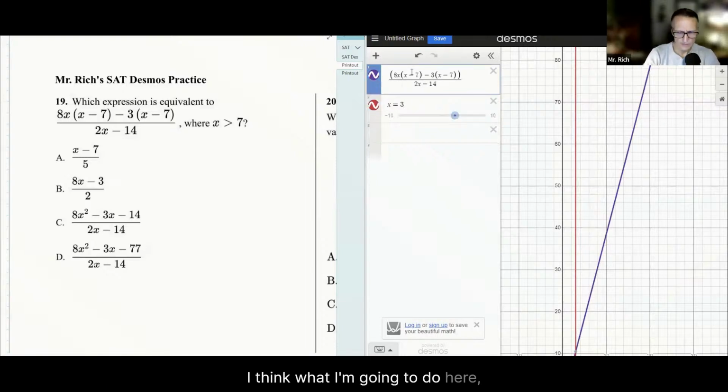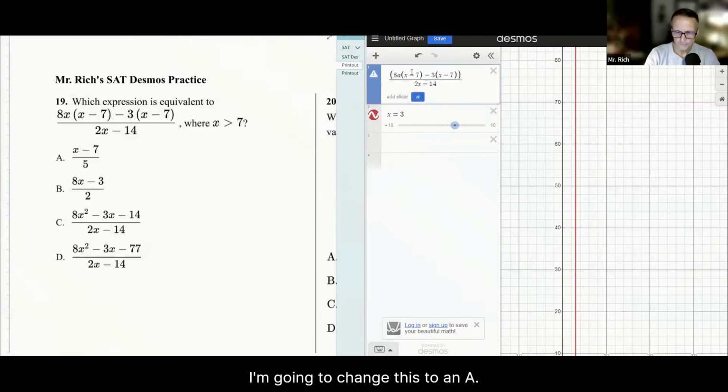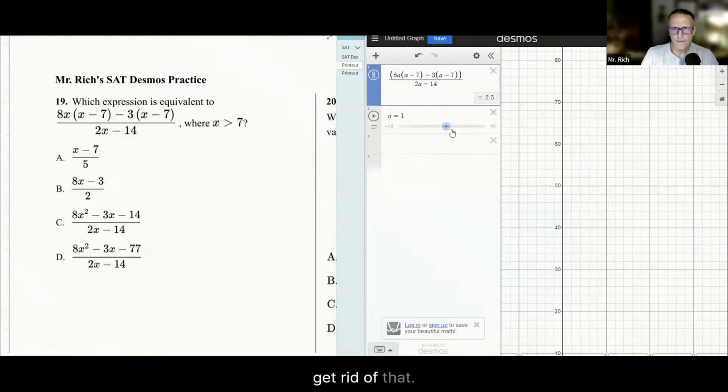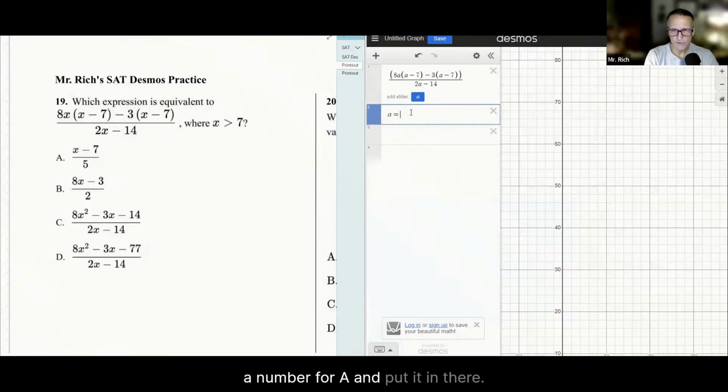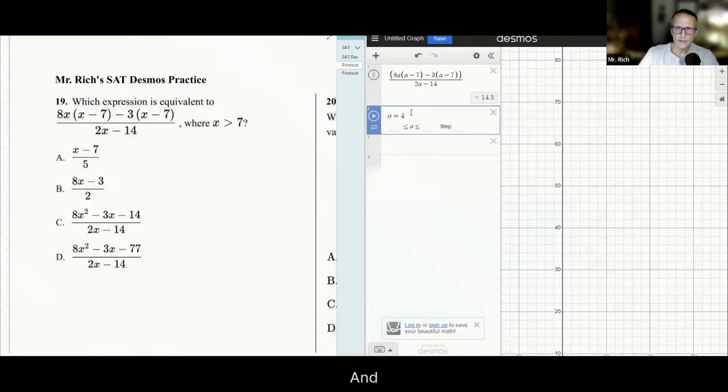I think what I'm going to do here, I'm going to change this to an a. I'll show you why. And then I'm going to add a slider. Get rid of that. Because what I'm going to do is pick a number for a and put it in there. But when a is 4, it tells me this expression is 14.5.